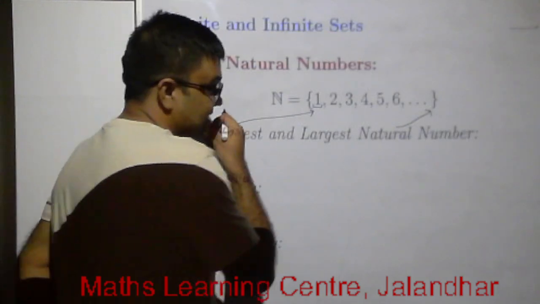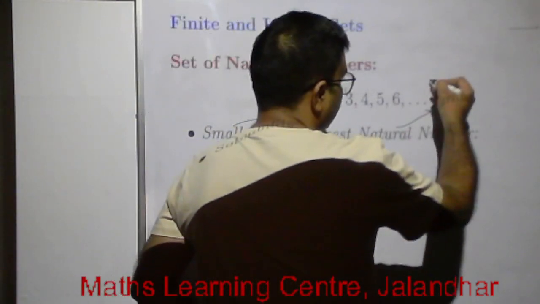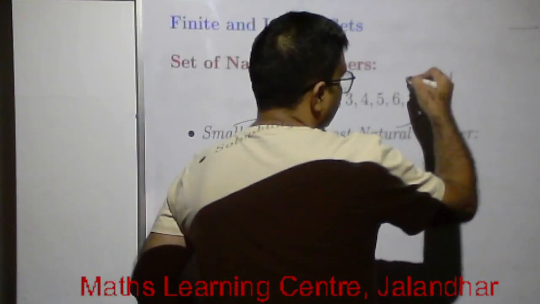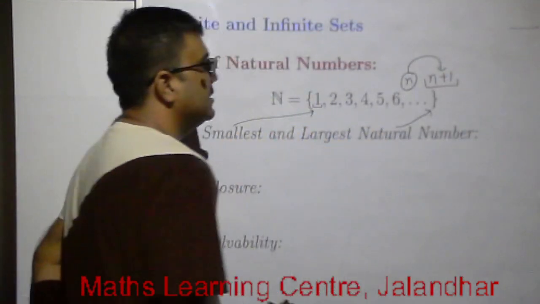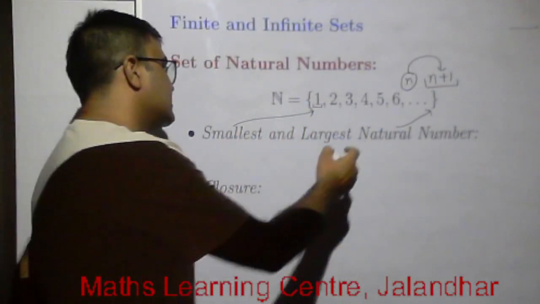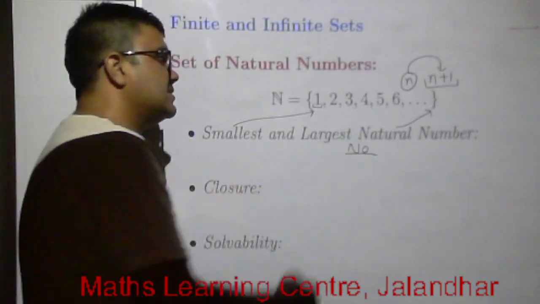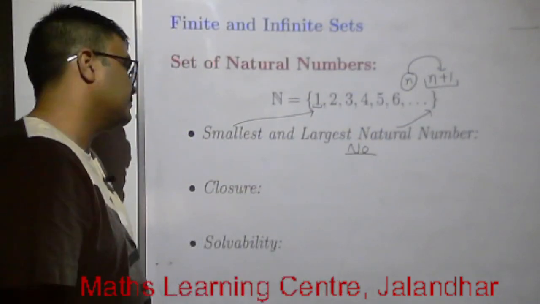And when we are talking about the largest natural number, look at this set over here. There is no largest natural number, because whatever number you write, you will obtain another number. If you write n is the largest number, you will write n plus 1 and you will obtain the next natural number. So we are saying that there is no largest natural number.